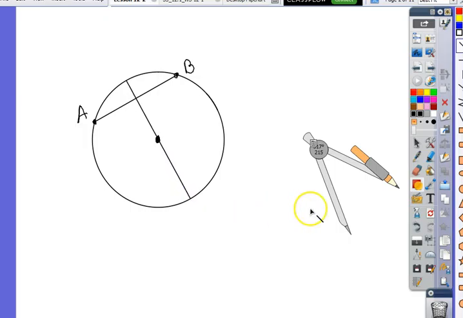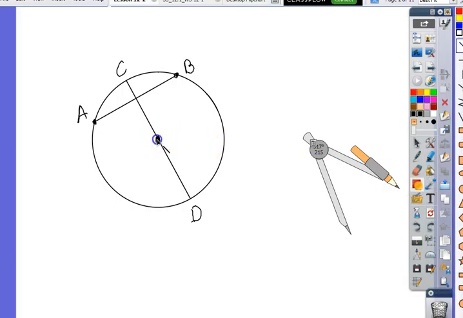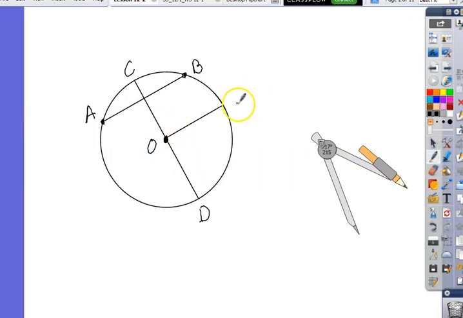Are they perpendicular to the radius? Not always. CD would be a chord. What else is CD? Diameter. So diameters are also chords. Diameters are special chords. Is OR a chord? No. You know why? Because it doesn't connect two points on the circle.